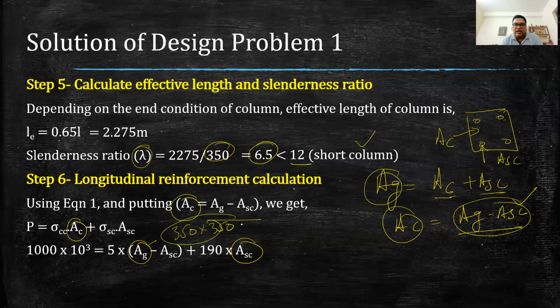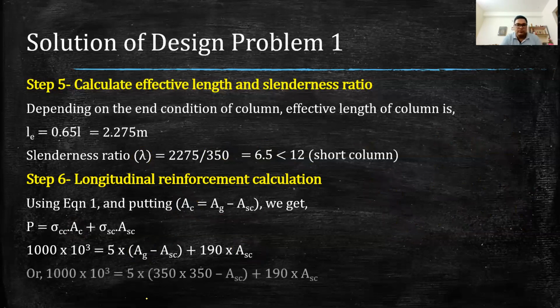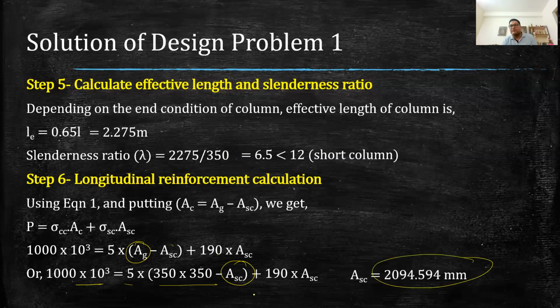So that is the actual AG. So we will put the value of AG as 350 by 350 in place of this. So now here you can see this is P5 into AG, which is 350 by 350 minus ASC, plus 190 into ASC. So in this equation now the unknown value becomes ASC only. So by solving this equation we can get the value of ASC as 2094.594. So this is the area of steel in the column that we are going to provide.